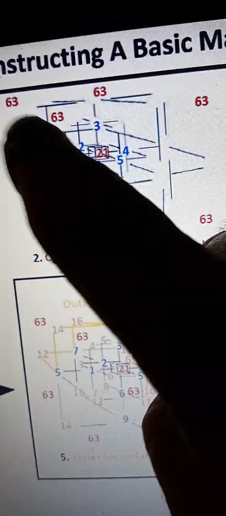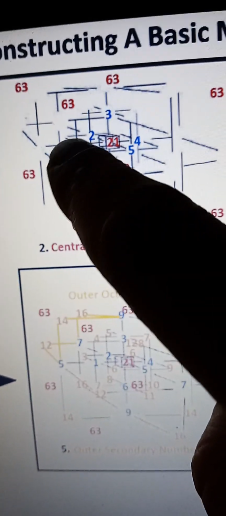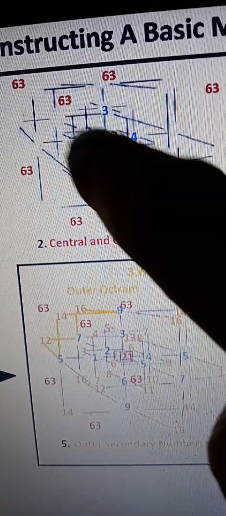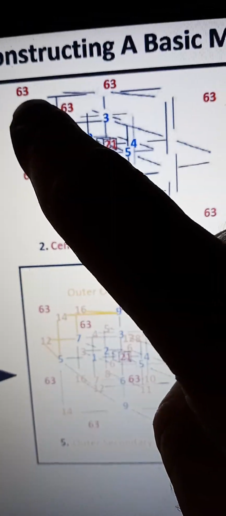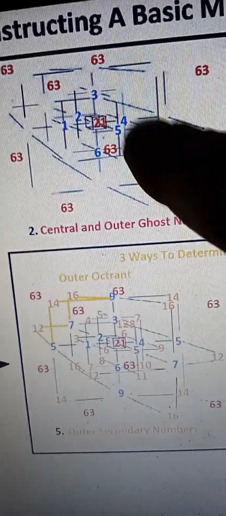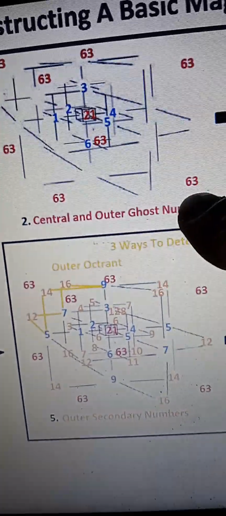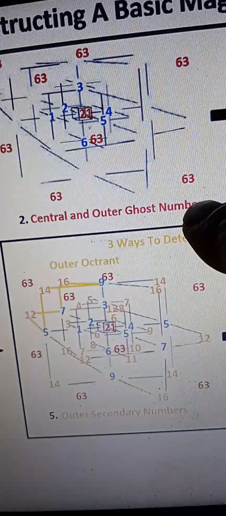And I went ahead and I wrote the outer ghost numbers, 63. You don't have to, but it's best to do so because it gives you a clue of what you're looking for. So I did the central and outer ghost numbers. I color them red because they're related to each other.